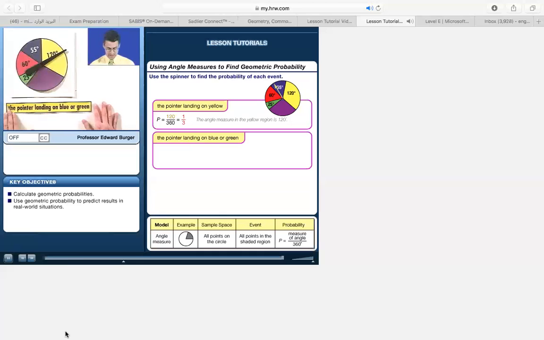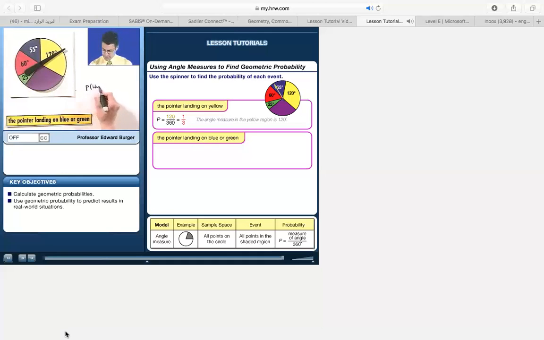All right, let's now find the probability that the pointer lands on blue or green. Blue or green, those are two mutually exclusive events, which means that they have no overlap. You either are in blue or you're in green. There's no way to be in both. So actually, to find the probability of one or the other, we just add the probabilities together. So we find the probability of each and then add.